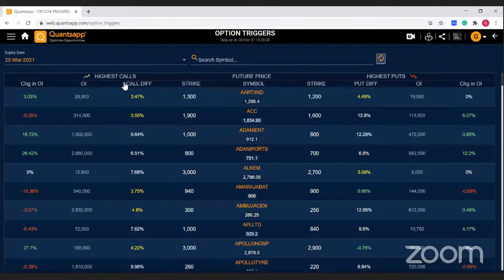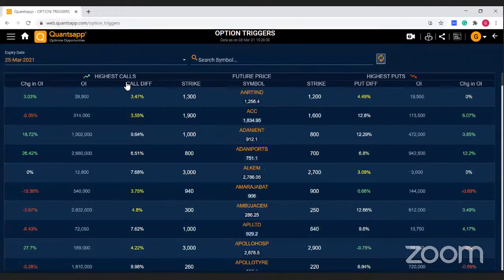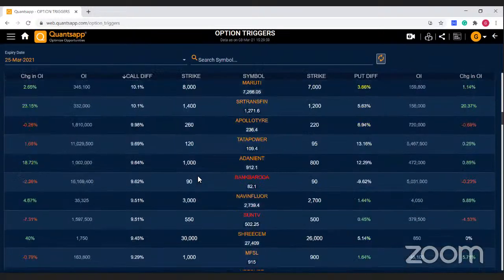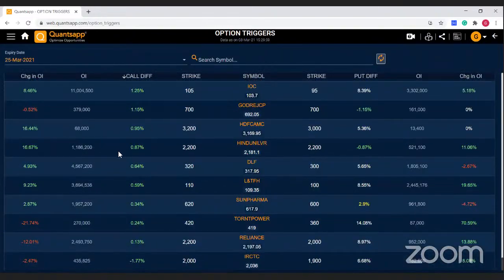So if I arrange this in terms of call difference, now we can see the call difference of the stocks. For Tata Motors, the highest call is very, very far away from the future price. So looking at this stock, it's not an ideal time right now, but it could be after a point. Now we'll be interested in the ones which are very near. So we'll go here, and this is the data I wanted to have.